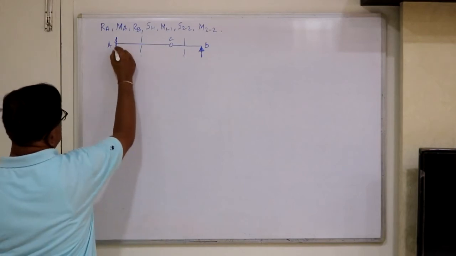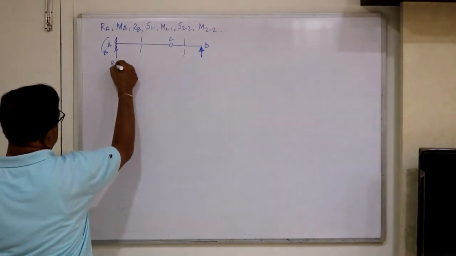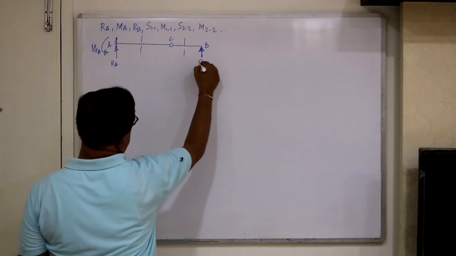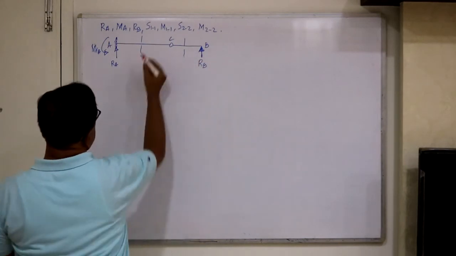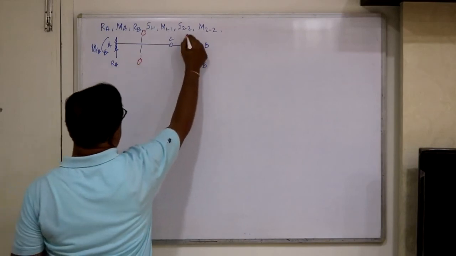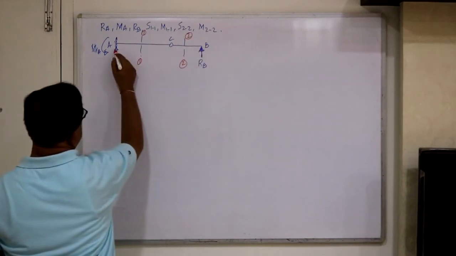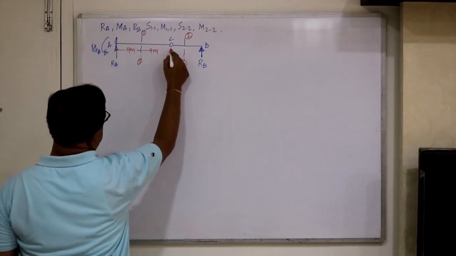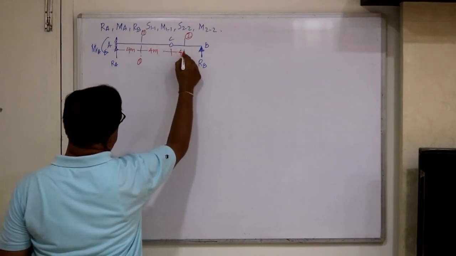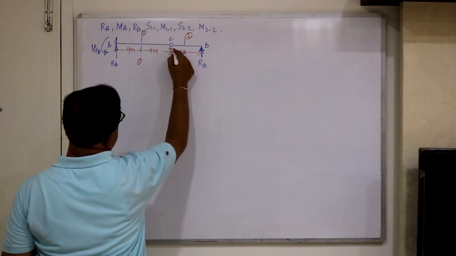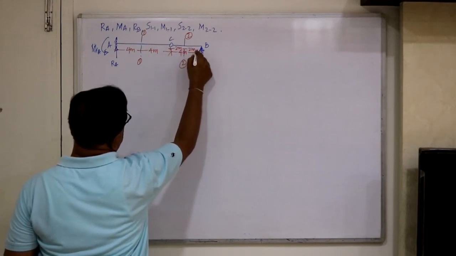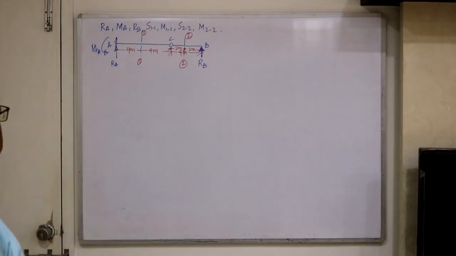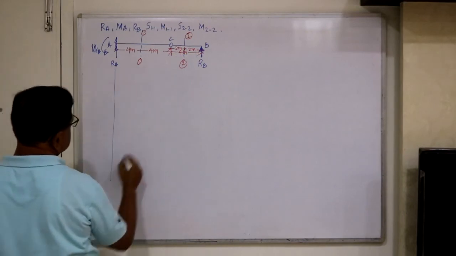Say this is RA, MA and RB. Then I have taken section 1-1, section 2-2. And distances, let us say, take this as 4 meter, and this is again 4 meter. And this small distance is 2 meter, 2 meter. So this is our problem. Now, for RA, use Muller-Breslau's principle.